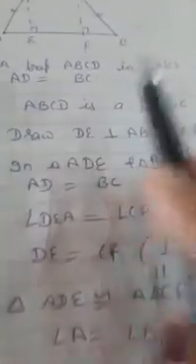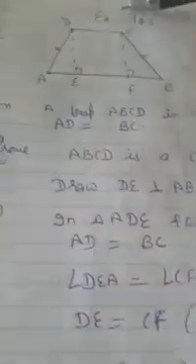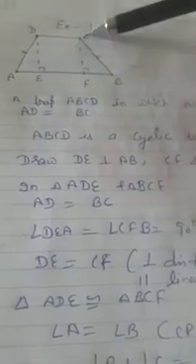In this question, we are given a trapezium ABCD with non-parallel sides equal, meaning AD is equal to BC. We have to prove ABCD is cyclic. It means we have to prove the sum of opposite angles is 180. For this, we will do a construction. We will draw DE and CF perpendicular to AB.